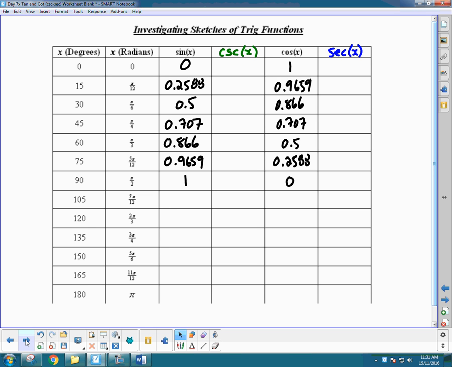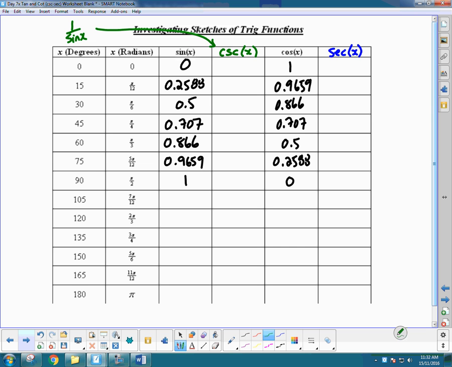So if we go back to our table, we already have all the sine and cosine numbers put in there. So I've already included them. Now we're going to look at the cosecant. So cosecant is just 1 over sine x. So all we need to do is do 1 over the value that's there.